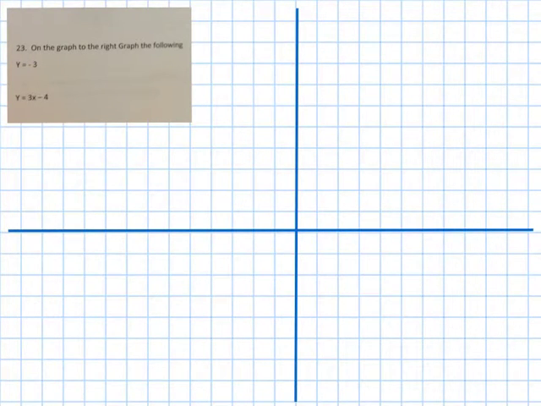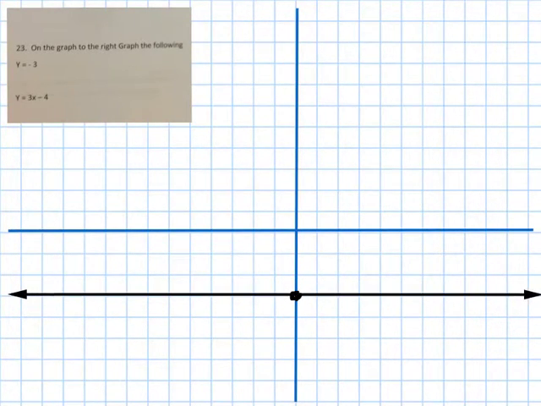Y equals negative 3. I'm going to go on my y-axis down to negative 3. I'm going to put a dot. I'm going to go ahead and grab my line, and I'm going to just draw my line at y equals negative 3. Doesn't give me a slope, just gives me my b. So therefore, that is my y-intercept.